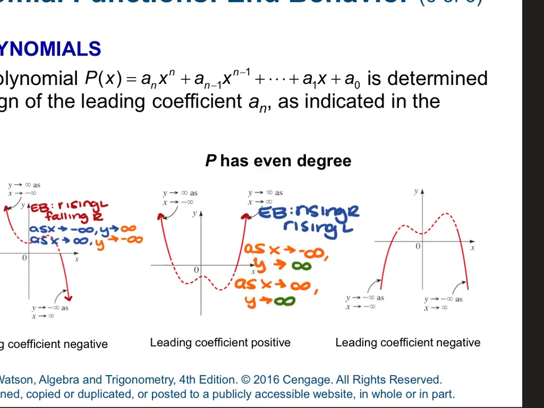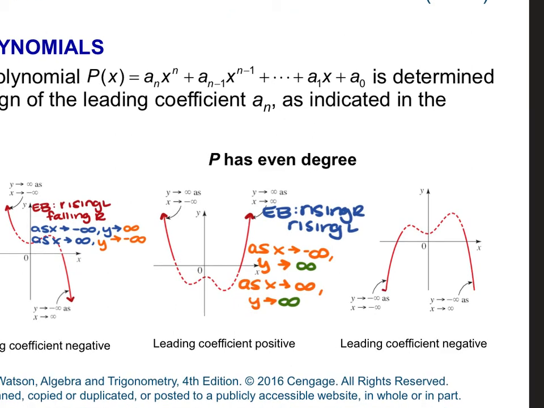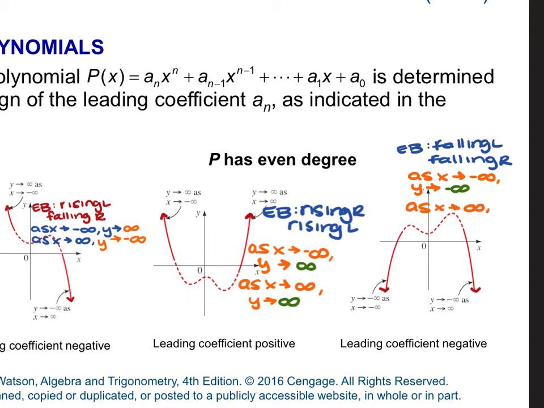And lastly, that one that's to the far right. Those two sides of that line are both going down. So again, we have ending behaviors that are doing the same thing. So the ending behaviors are both going down. So falling left, falling right. So if we put this in end behavior notation, as x approaches negative infinity, y does what? It goes to negative infinity. And as x approaches infinity, what does y do? Y approaches negative infinity as well.